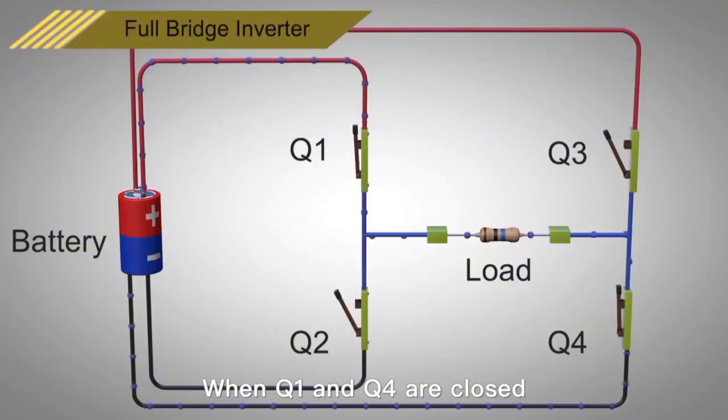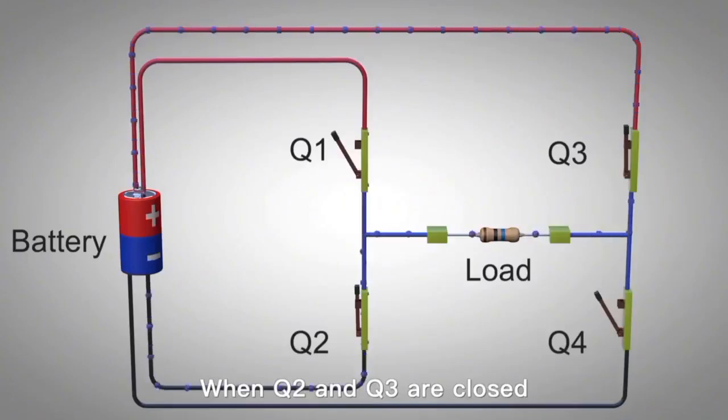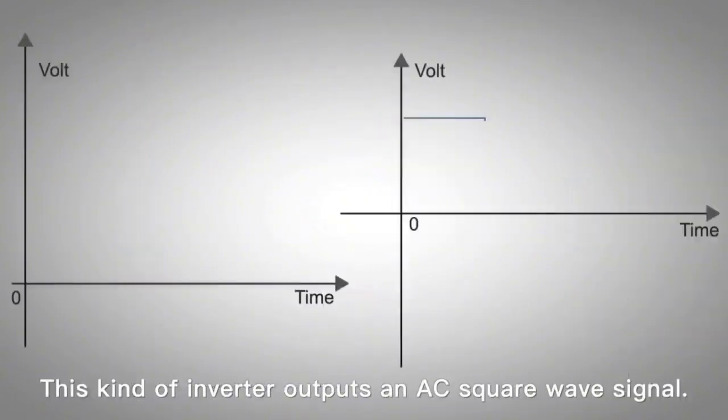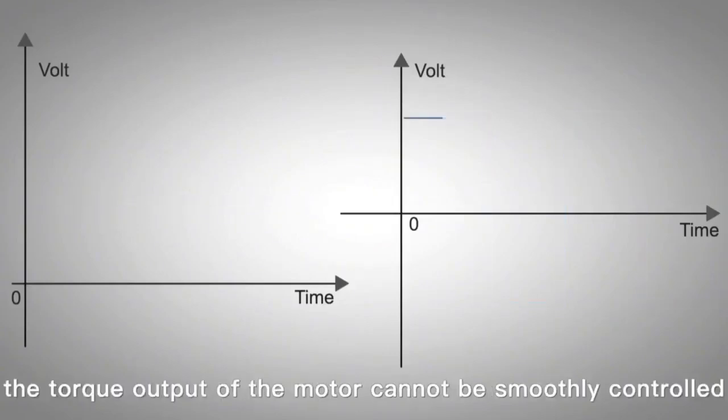When Q1 and Q4 are closed, it outputs positive voltage to the load. When Q2 and Q3 are closed, it outputs negative voltage to the load. In actual control, the 4 switches use 4 transistors: Q1 and Q4 work simultaneously, and Q2 and Q3 work simultaneously. The 2 groups work alternately. This inverter outputs an AC square wave signal. In practical applications, it cannot smoothly control the torque output of the motor.